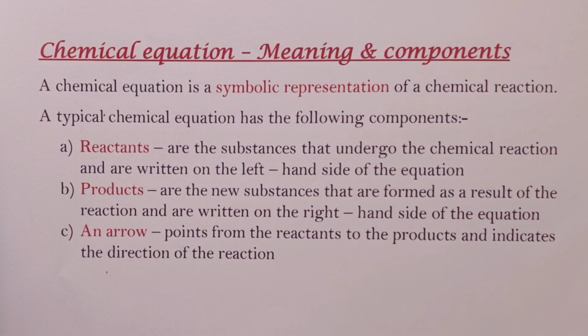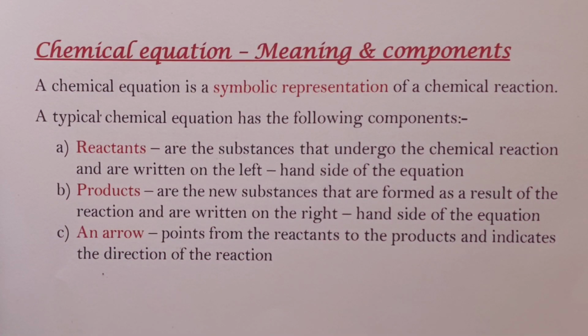So let's start off with the meaning and components of a chemical equation. A chemical equation is a symbolic representation of a chemical reaction. So we use symbols to represent chemical reactions. Now, a typical chemical equation has about 5 components.